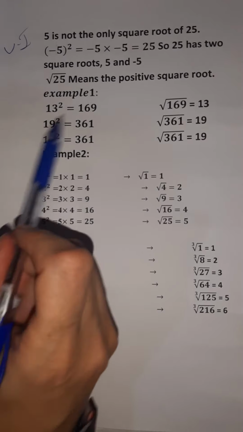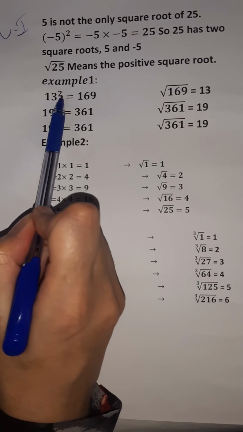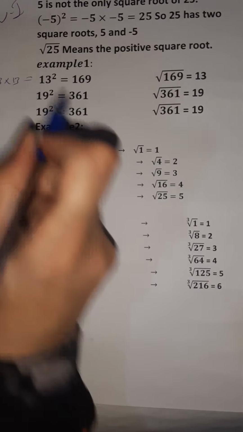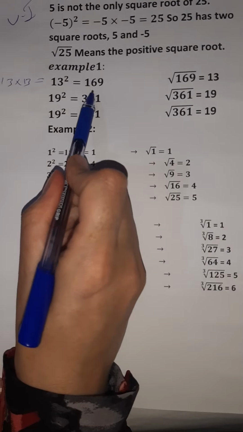Another example, 13 squared means 13 times 13, which is 169. The square root of 169 is 13. 19 squared is 19 times 19 equals 361. Since it's squared, the square root of 361 equals 19.